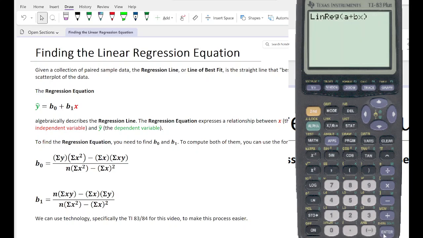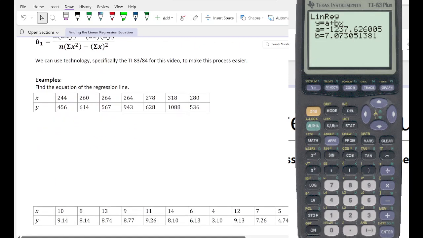For TI-84, they're going to be asking you to put in your X and Y lists, but you don't have to really do anything other than make sure that they are L1 for X list and L2 for the Y list. As for a TI-83, you don't have to do anything. Just hit enter, it'll think about it, and there it is. It gives you A and B instead of b naught and b1, it's just what it gives you. So A is going to be negative 1,237.63, and B is going to be 7.07.